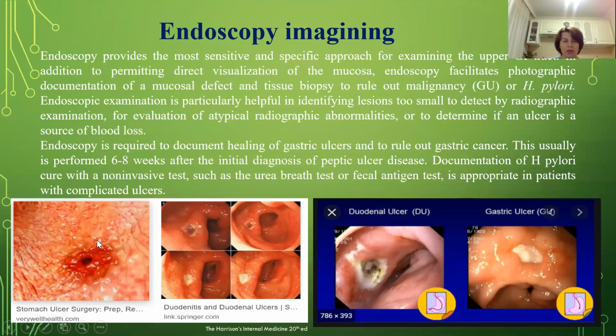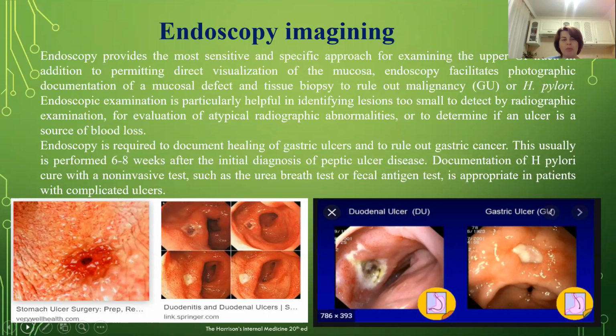As you can see here, this is one of the ulcers that can be a source of blood loss complicated by bleeding. Endoscopy is required to document healing of the gastric ulcers and to rule out gastric cancer. If you want to rule out gastric cancer, you should remember that a biopsy should be done not less than 4 times from different angles of the gastric ulcer to not miss the malignancy in this patient.